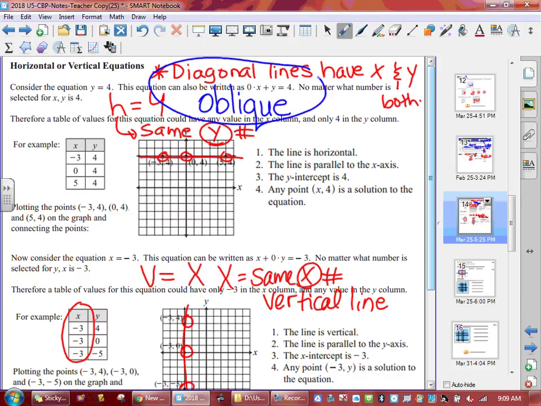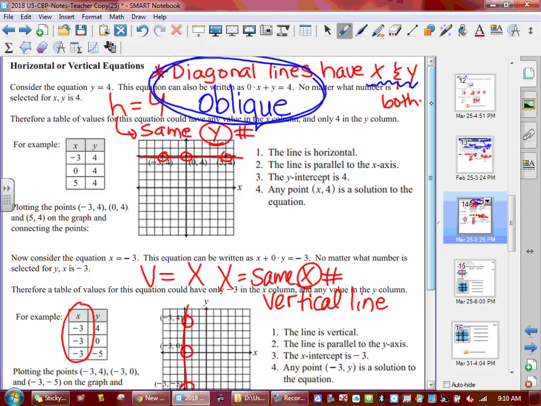Diagonal lines are now called oblique lines. Okay? So, if I tell you something is oblique, that means it's just a diagonal line. And that also means it has X and Y in the equation. If it doesn't have both letters and it only has one letter, then you have to see which letter is being repeated. Is the X being repeated? If so, then it's going to be a vertical line. If the Y is being repeated, it's going to be a horizontal line.